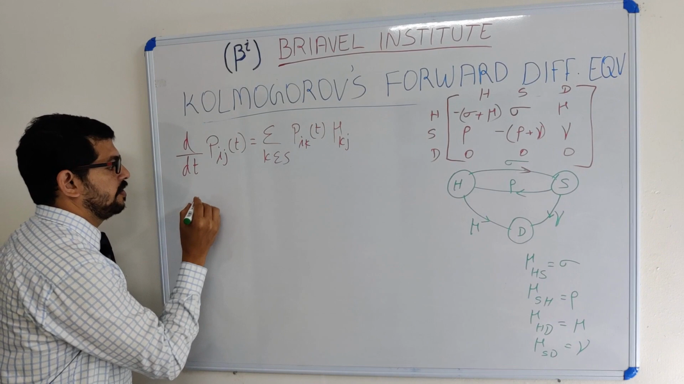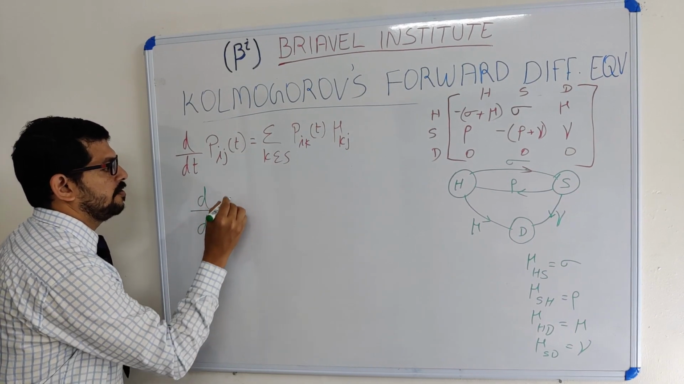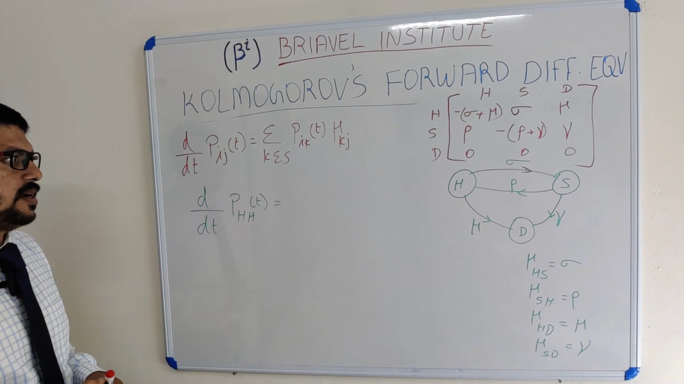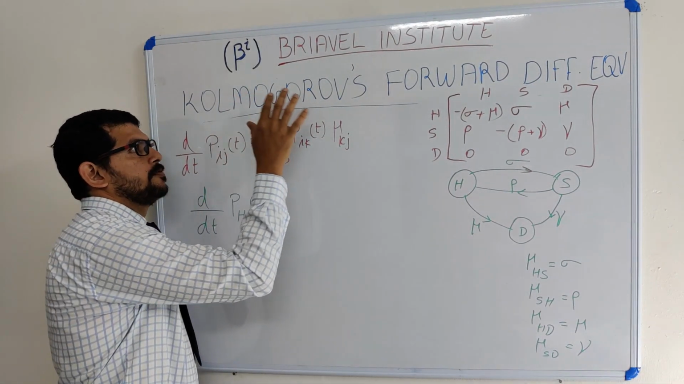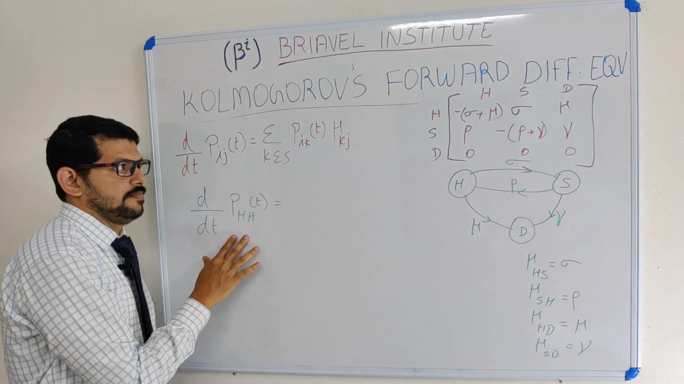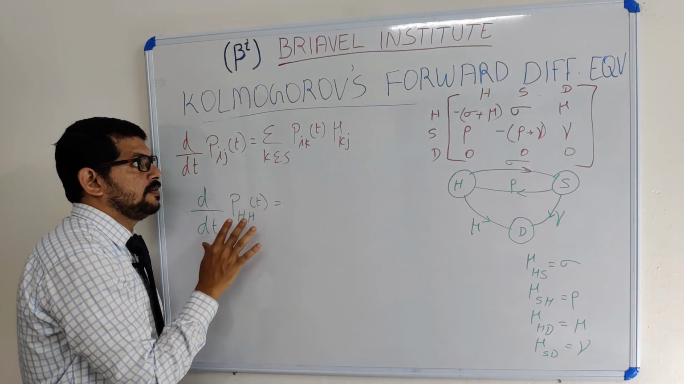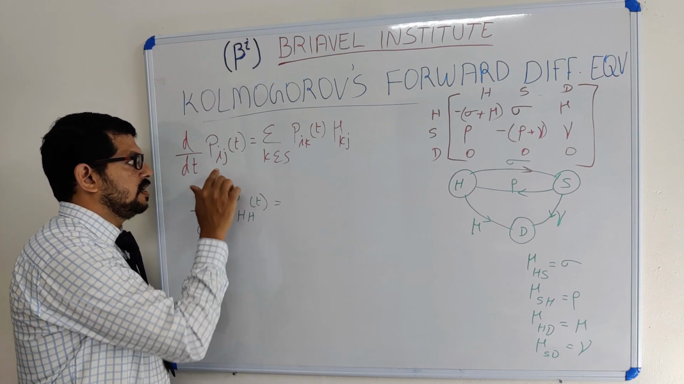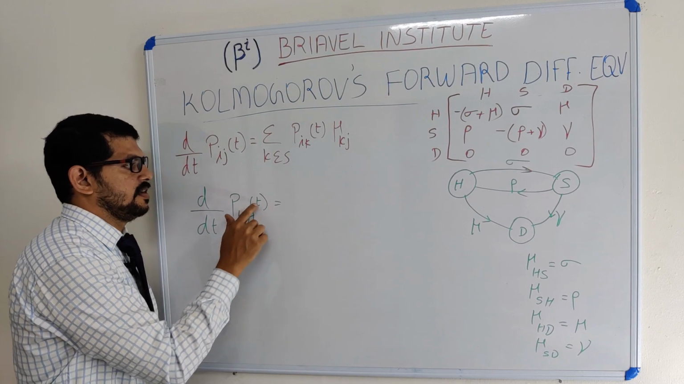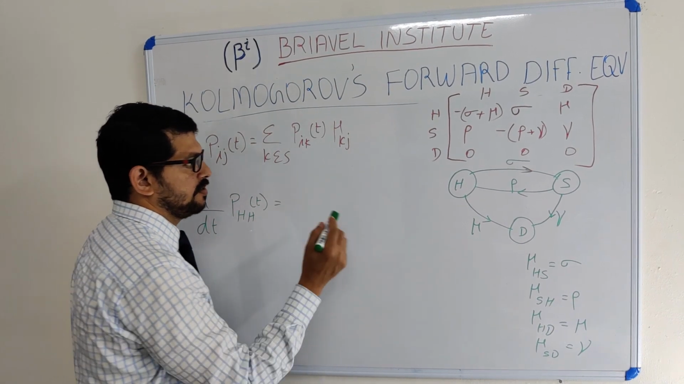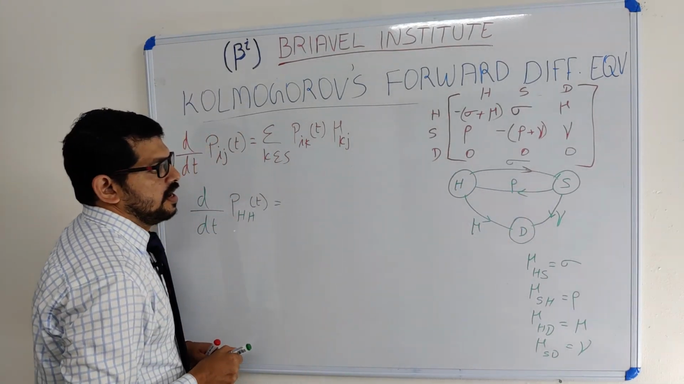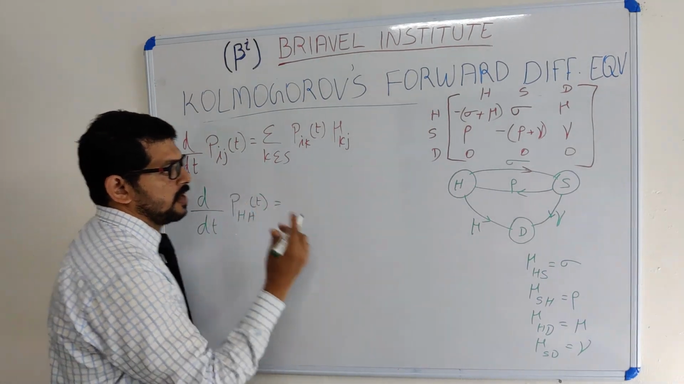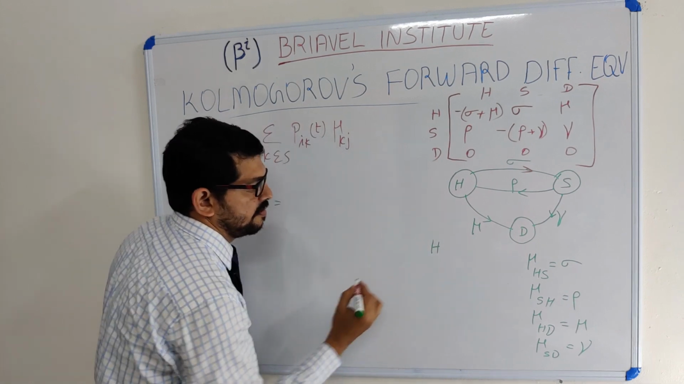Now we are going to find d by dt of P of HH at time t. This is Kolmogorov's forward differential equation. They are asking to solve for it, with H and H instead of i and j. How do we write it? We have many options. Initially we are in the state H and finally we reach the state H.